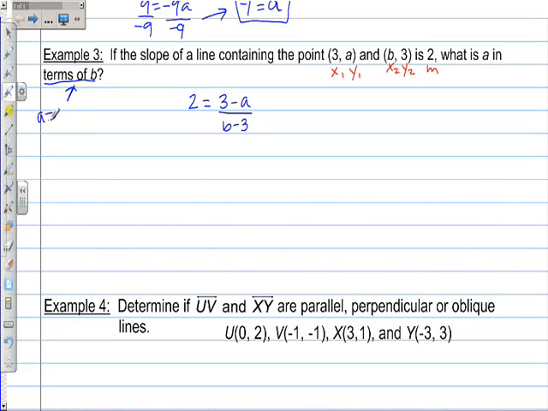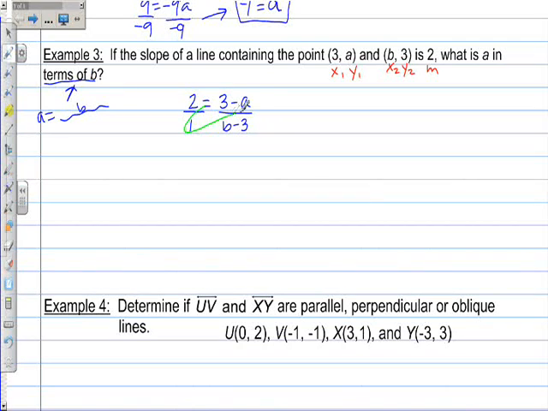Okay? It's going to mean a equals something, and there's going to be a b in there. Okay? So in this case, the first thing I'd want to do is put that 2 over 1. Okay, this one you're not just going to be able to look at it and figure it out. You'll have to cross multiply.